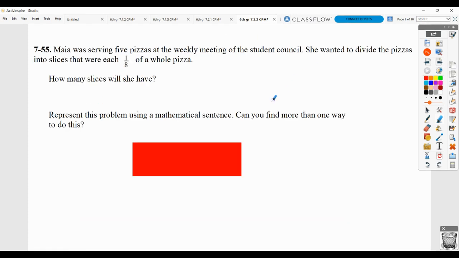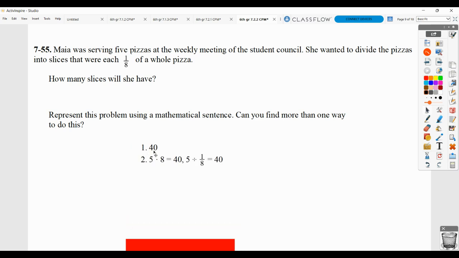For 755, she's serving 5 pizzas. She wants to divide them into slices that are an eighth of the whole pizza. So basically, 5 divided by 1/8 will give you 40 slices. And then as far as a mathematical sentence, you can show 5 divided by 1/8 equals 40. You could show 5 pizzas times 8 pieces per pizza will equal 40. Those would be mathematical sentences to justify your answer.